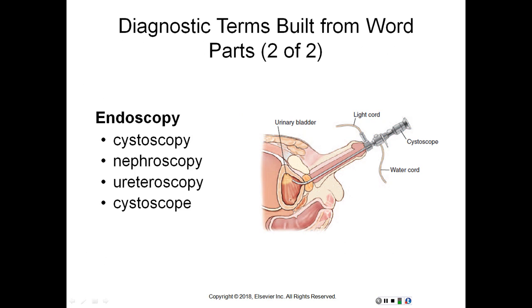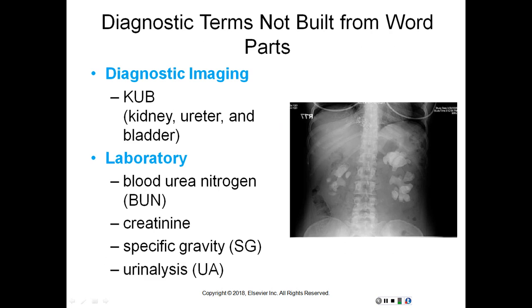Now we're going to look at the diagnostic terms not built from word parts. And I'm just going to put them up because there's not many of them at all. So we have KUB. That's the abbreviation for kidney, ureter, and bladder. Simple radiographic image of the abdomen. Blood urea nitrogen, or BUN. Blood test that measures the amount of urea in the blood.